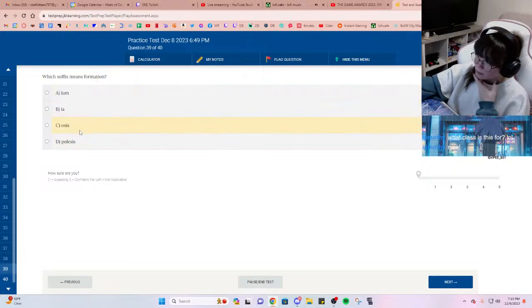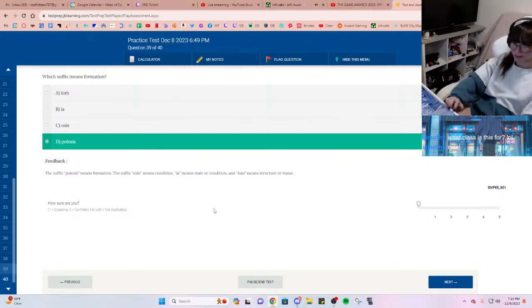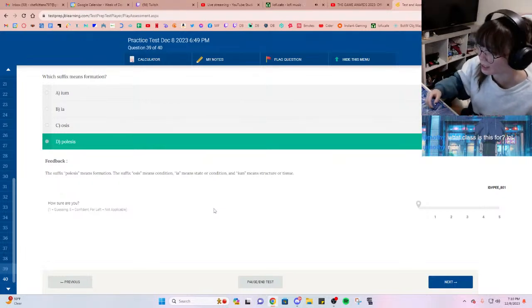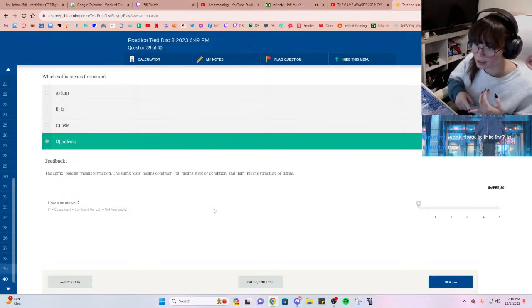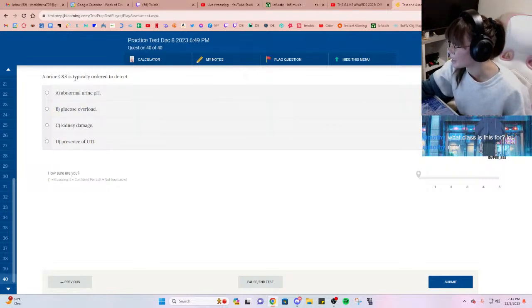I think by process of elimination, it's poliosis. It's either poliosis or... yeah, poliosis. Because I knew the other ones weren't formation. Like osis is like condition of or disease or something like that. Forgot which one. And then ia is like, no, I think osis is disease. Ia is condition of. And then ium, I forgot. I don't remember that one. A urine CNS is typically ordered to detect presence of a UTI.